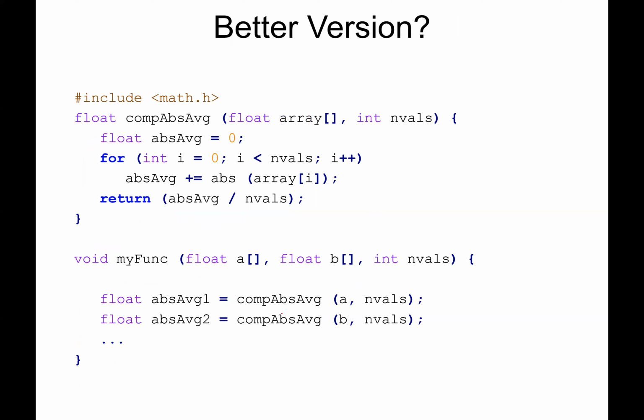So what I should write instead is this. I make a helper function. I called it compute absolute average. Maybe I could just call it absolute average. It might be a better name still. And it just takes in an array and the number of values in it, and it computes the absolute average.